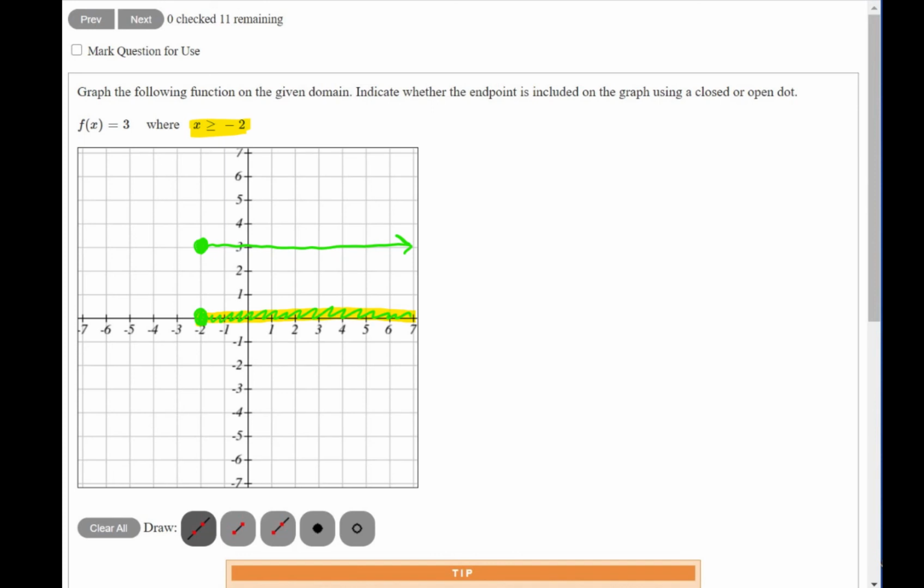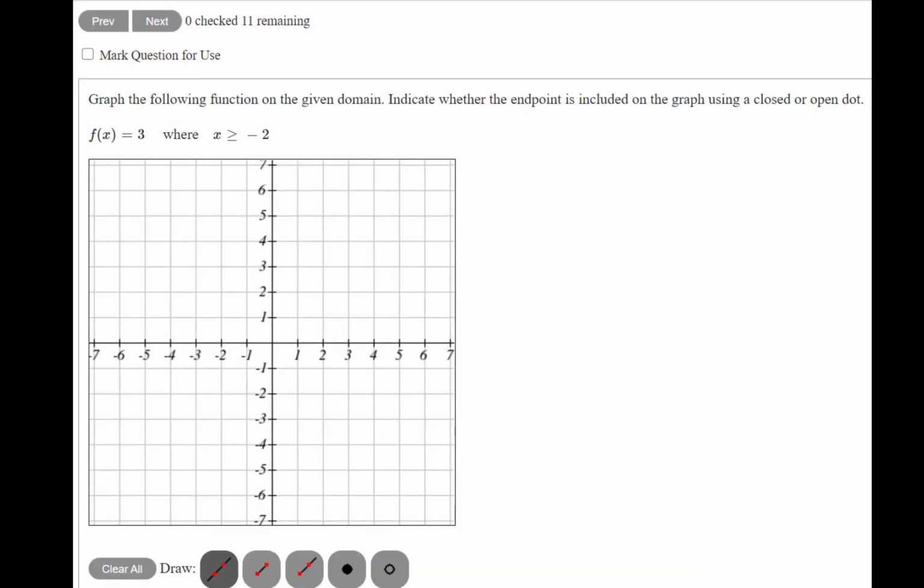Now, to graph it in the homework system, what we need to do is use the tool set that's given. We have a line through 2 points, a segment through 2 points, a ray starting at one point, going through another, and then open and close circles. What I generally do is start with the open and close circles and plot those first. So we said we had a closed circle at -2, the start of that domain, and at the constant value 3. And then we have a ray.